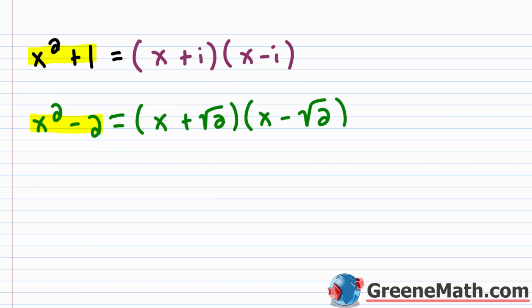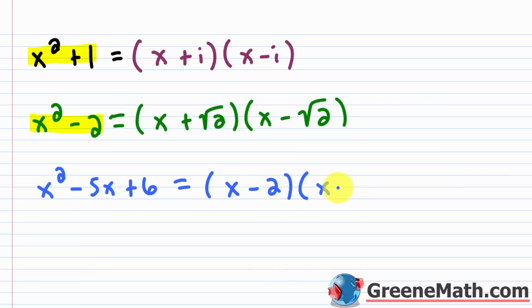Leave it like this. If you got something like, let's say, x squared minus 5x plus 6, can I factor this using rational numbers? Or to keep it simpler, can I factor this using integers? Well, I want two integers whose sum is -5 and whose product is positive 6. Well, that's -2 and -3. So this is x minus 2 times x minus 3.